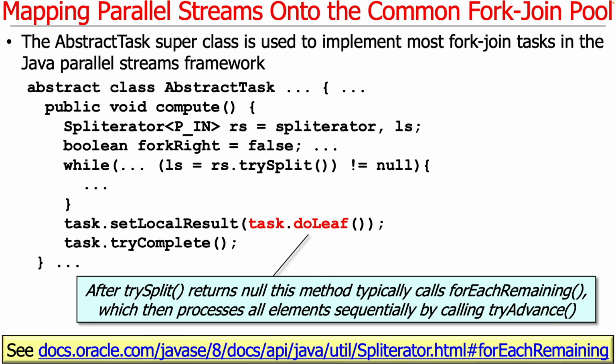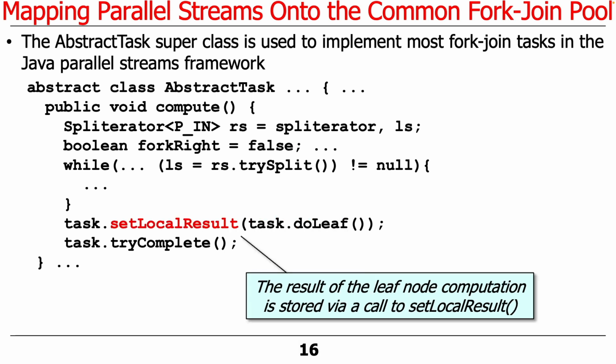So that's actually going to walk through, and what it's going to do is take the input element it has, and run it through all the various intermediate operations that are part of that particular stream. And it's going to run all that sequentially. And that's going to return a result of some kind, and that result is going to be set as the task's result. So after we compute the value of the task, it's set as the result of the task.